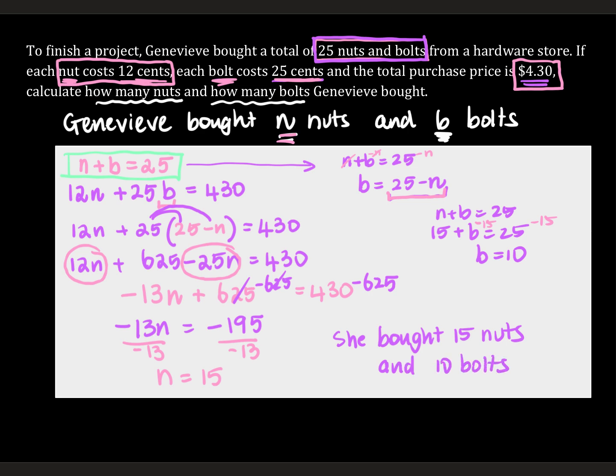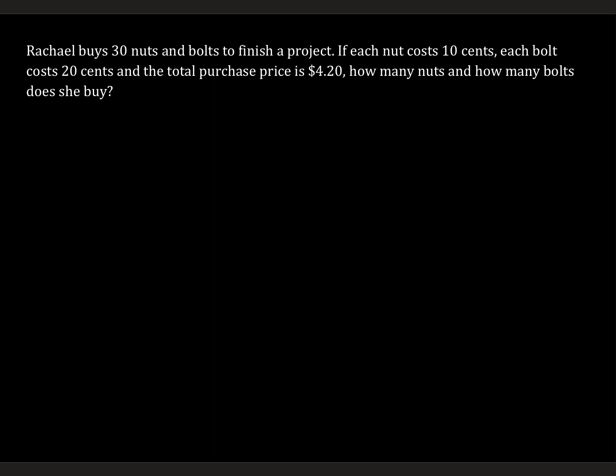Now, you may prefer elimination or you may prefer to do it like this with substitution. It doesn't matter. They will both give you the correct answer. Here's one for you to try. It's the same sort of thing. We've got nuts and bolts. Begin by defining your variable. Let N be the number of nuts she bought, or you could write she bought N nuts and B bolts, and then press pause and solve the problem.